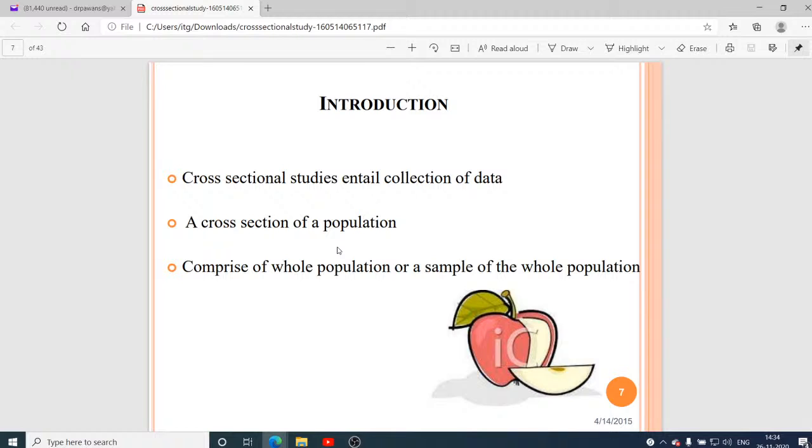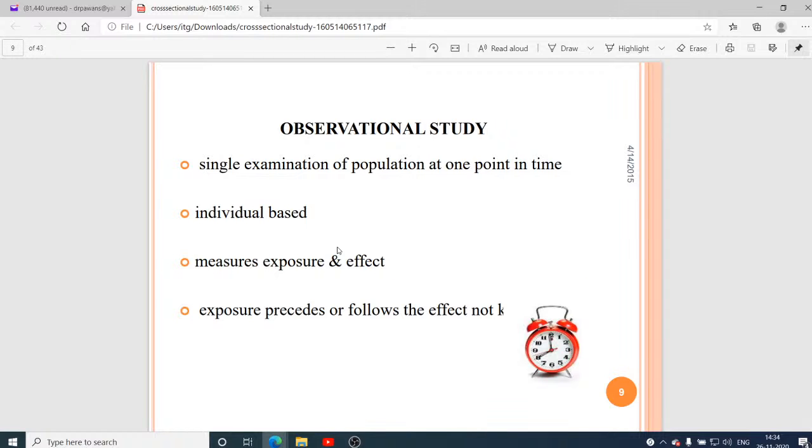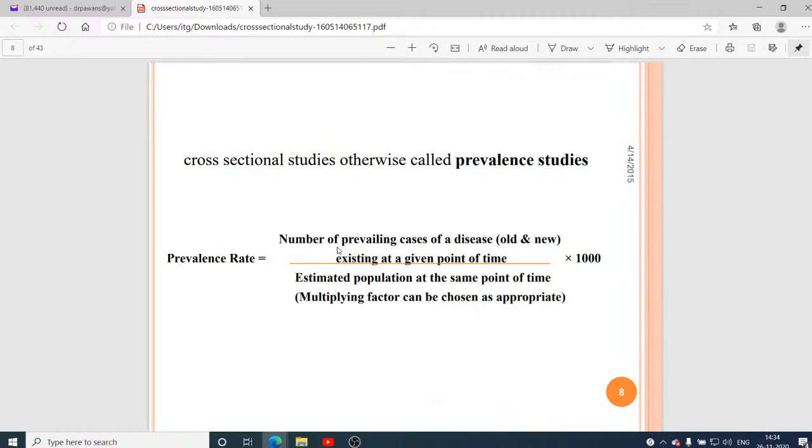Cross-sectional studies entail collection of data from a cross-section of a population, comprising either a whole population or a sample of the whole population. Cross-sectional studies are otherwise called prevalence studies. So prevalence rate is equal to the number of prevailing cases of a disease existing at a given point of time, divided by the estimated population at the same point of time, multiplied by 1000.